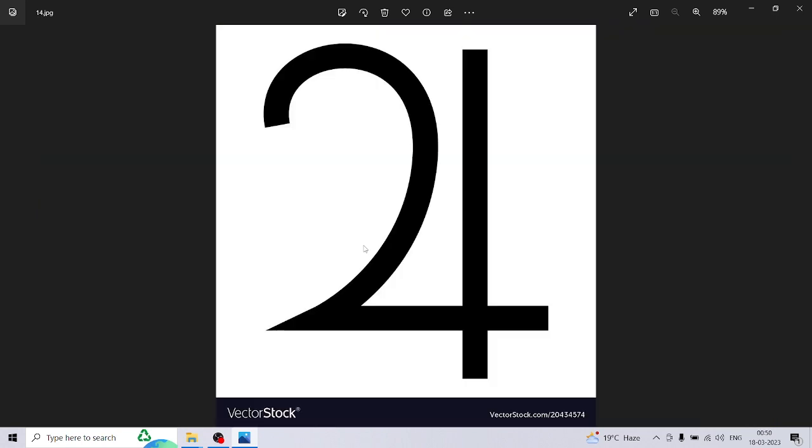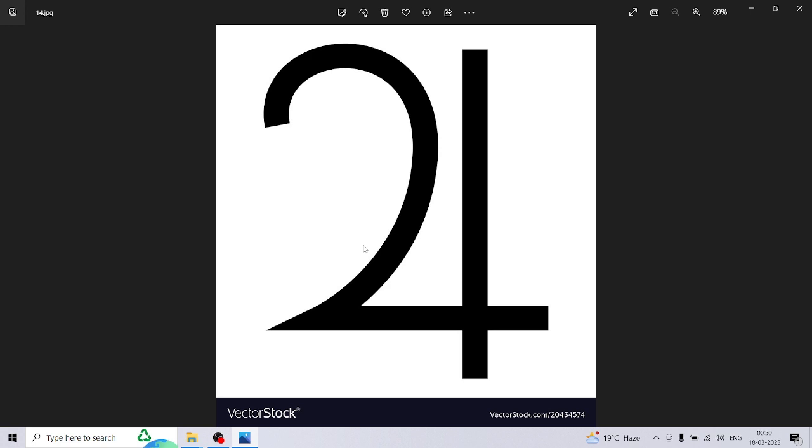Let me show you the symbol of Jupiter. This is the symbol of Jupiter. Just remember this, guys. You can see that there is a 2 written in it and there is a line on it. This is the symbol of Jupiter. Look at this picture.